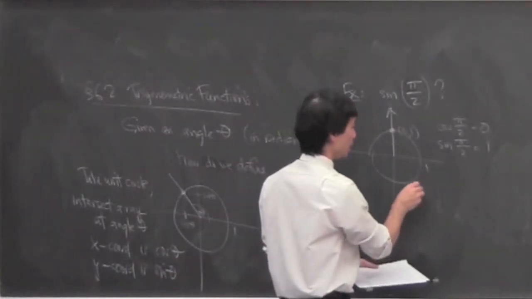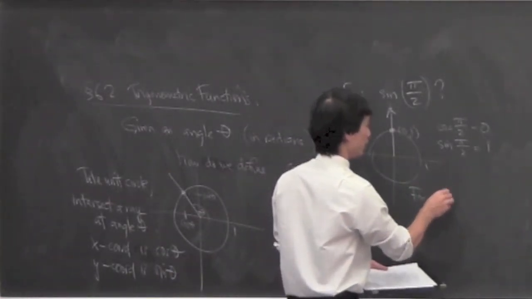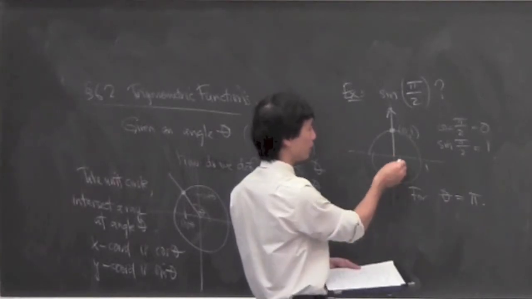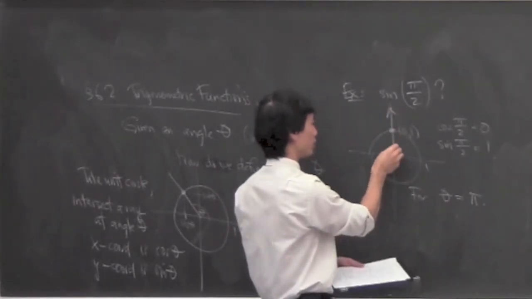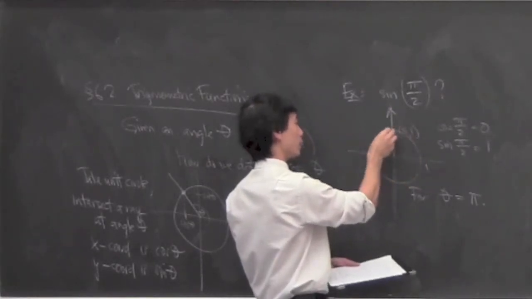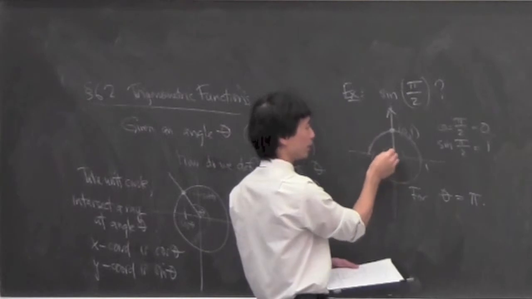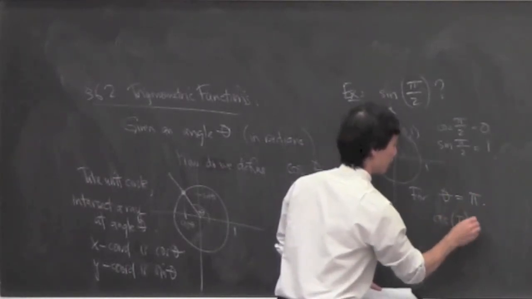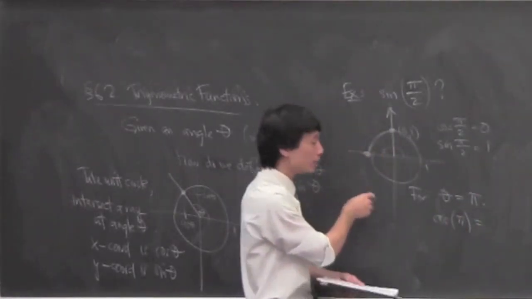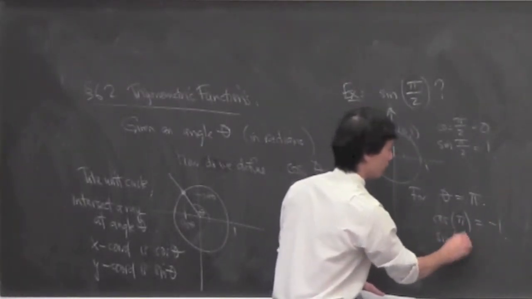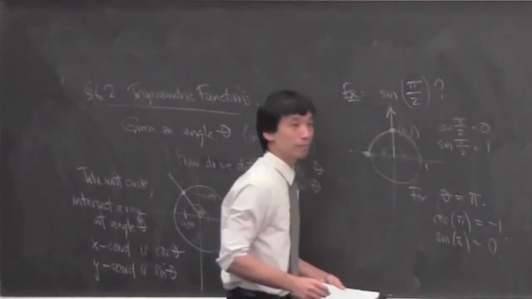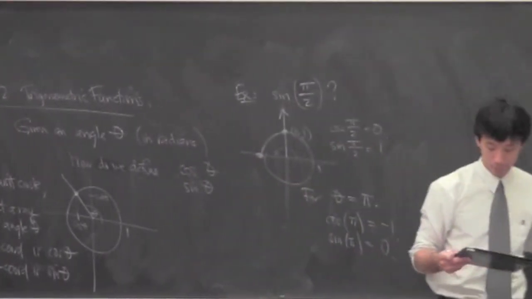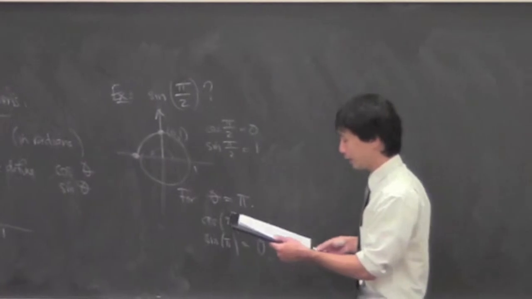Similarly, for theta equals pi, we come here and we walk over, we take an arc length of pi, right? And we say, okay, what's the cosine of pi? It's the x-coordinate. The x-coordinate is negative 1, and the y-coordinate is 0.